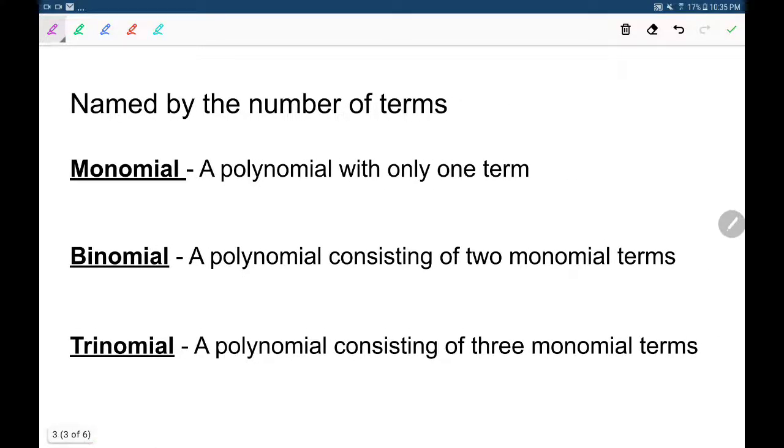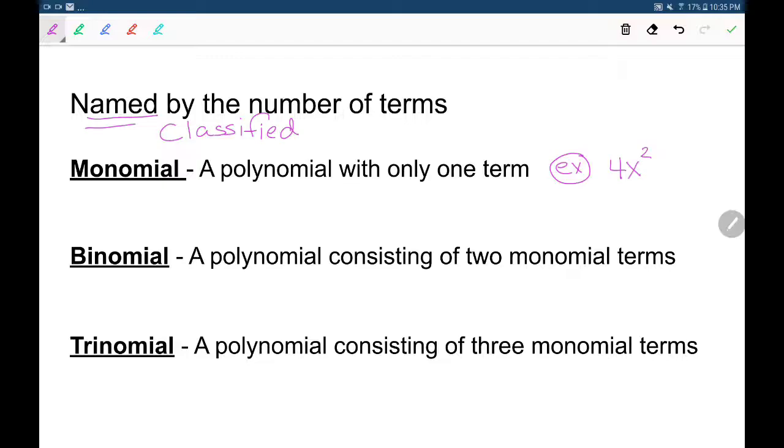A lot of times, polynomials are named or classified, that might be the other way that they say this, by how many terms it has. Some of this may look familiar to you, or some of these vocabulary words. So the first one is a monomial. A monomial is a polynomial that only has one term. So an example of that would be 4x squared.